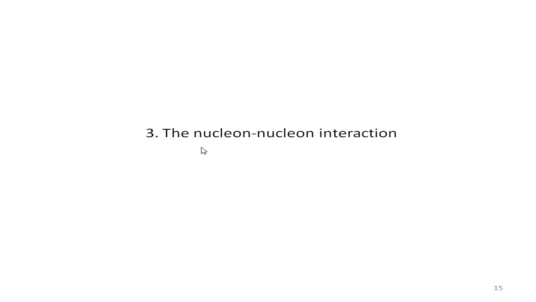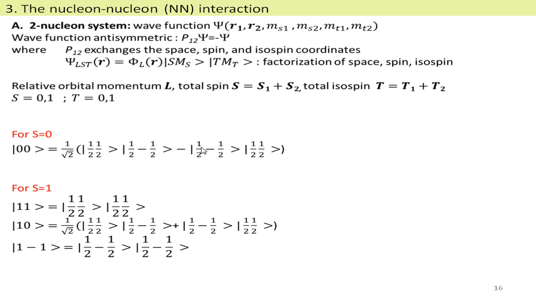And now an important ingredient in the microscopic models is the nucleon-nucleon interaction. So I'm going to speak a little about this nucleon-nucleon interaction. So we start from a system of two nucleons. So a system of two nucleons has a wave function which depends on the space coordinates of these two nucleons, the spin coordinates, and the isospin coordinates.